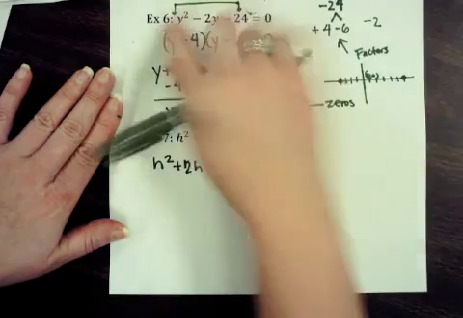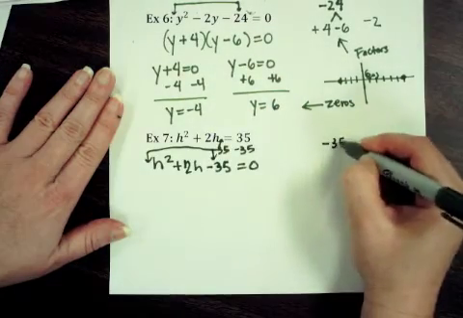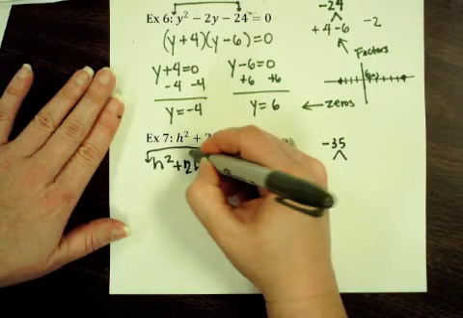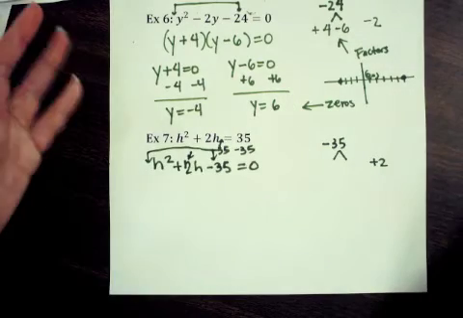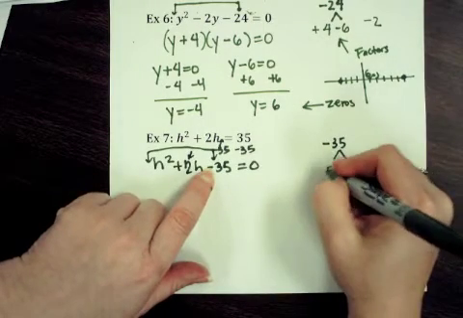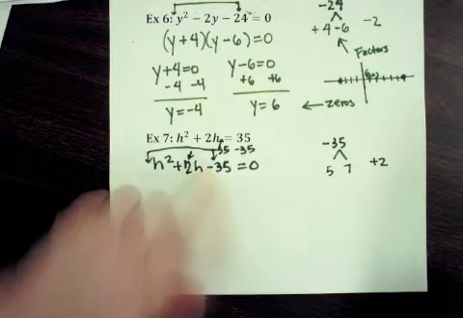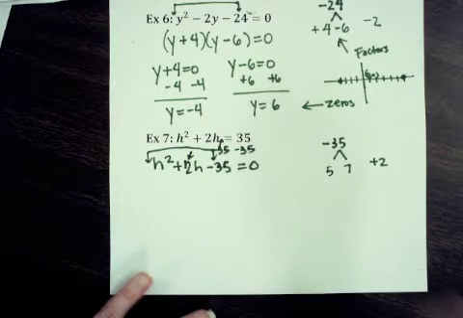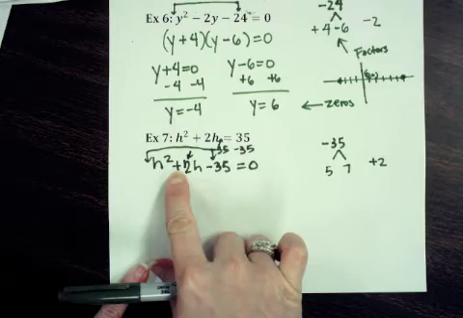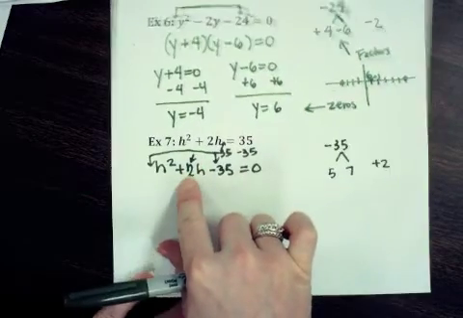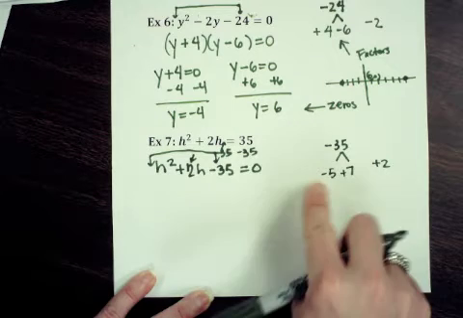Now I go back through the process. What multiplies to give me -35, but adds to give me +2? Okay, so I know it's 5 and 7. Signs are different. So one of them's going to have a negative, one of them's going to have a positive. Which one gets the positive? Well, we need more positives because we wind up with the +2. So the bigger number gets the plus, the smaller number gets the minus. That's what will make a +2.